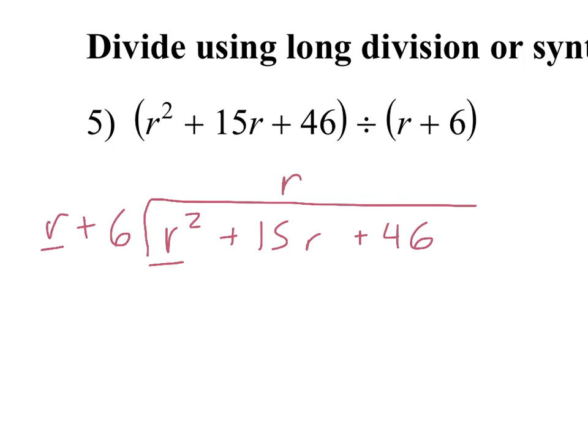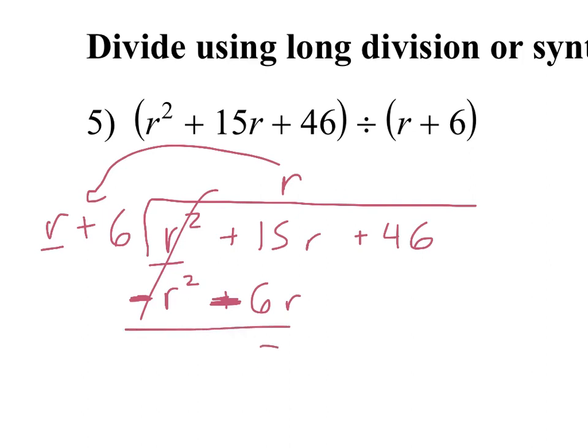R. So now we multiply the r times r, which is r squared, and then 6r. And now we need to change the signs so we get them to cancel out. So they cancel here. And now we have 15r minus 6r, and we get 9r. So now what times r gives us 9r? 9.